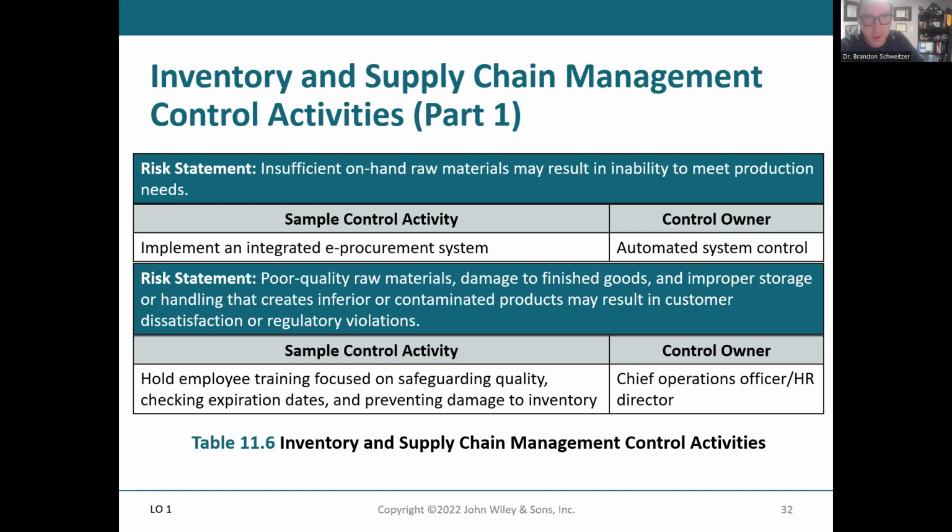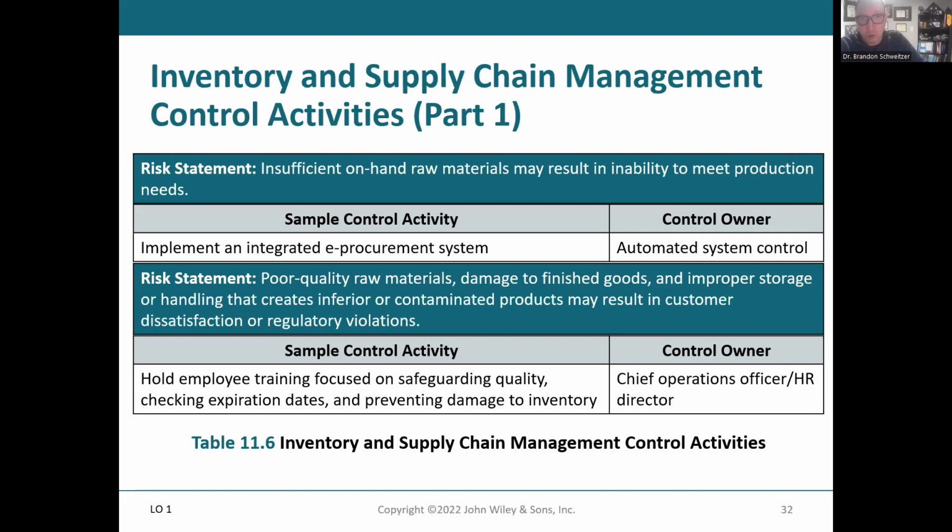What are the risks associated with inventory and supply chain management? Insufficient on-hand materials, especially raw materials, right? If you don't have the raw materials, you can't make it. You can't have the work in process because there's no raw materials. So making sure that you have at least a minimum amount of inventory on hand at all times is really important.